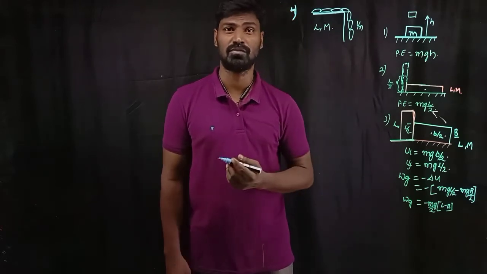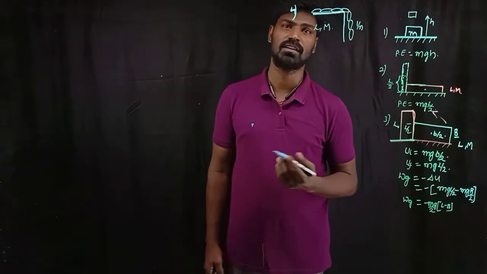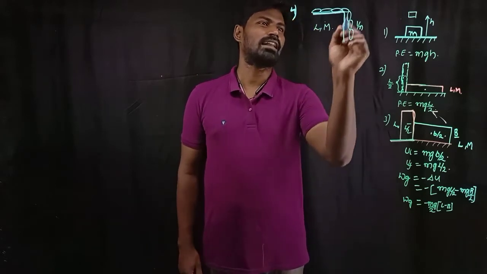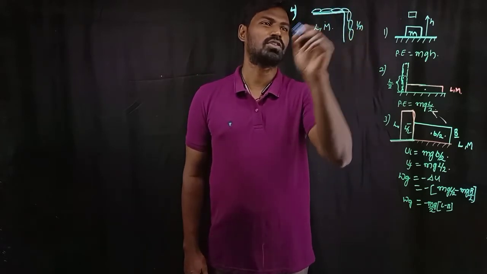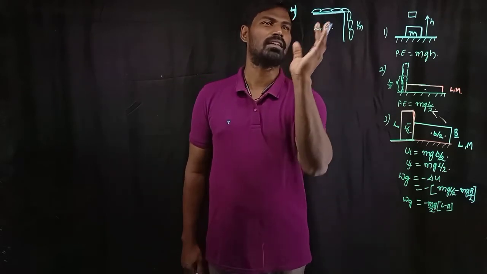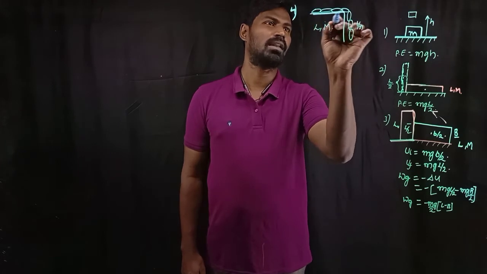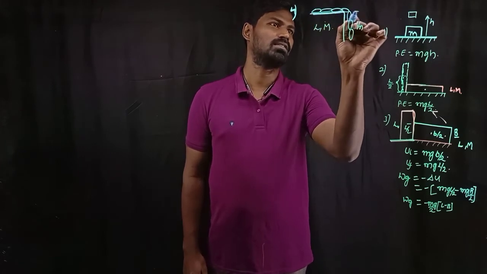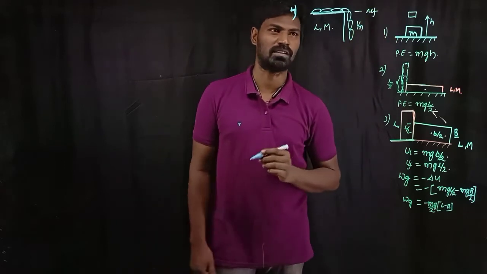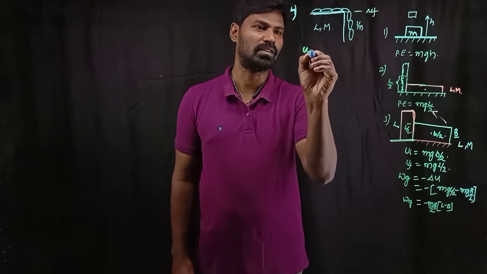Because gravity is a conservative force, simply I will calculate the potential energy and the change in potential energy, which I call the work done by gravitation. For that purpose, I should calculate the initial potential energy of the configuration. You can do it in so many ways, but the best and simplest way is to consider this horizontal level of the table as the reference level. By considering this as my reference level, I am calculating the initial potential energy of the configuration.